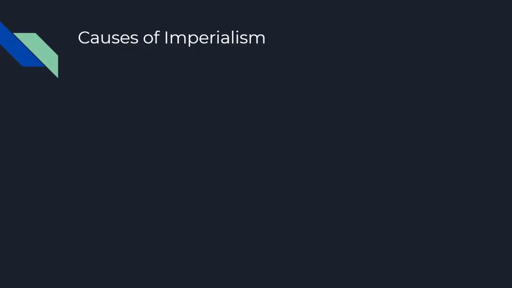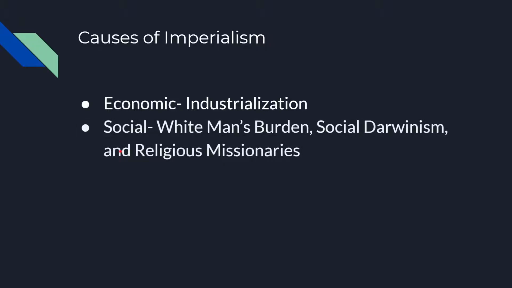So what are some causes of imperialism? We're going to think of this in the ESP system. There's one that's economic. Industrialization was a major cause of imperialism. Another is social causes. The white man's burden, social Darwinism, and religious missionaries. Finally, we have our third cause of imperialism, political. This is nationalism. We're going to start by looking at the political first, nationalism.